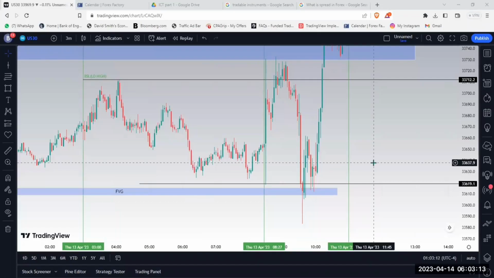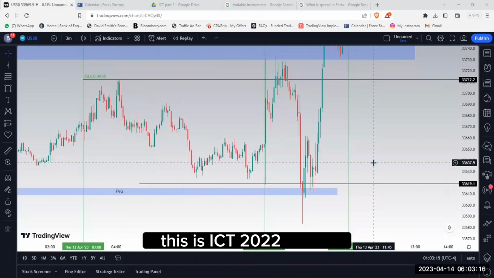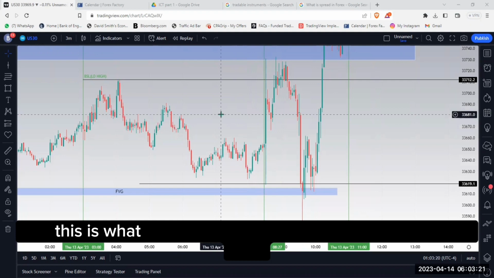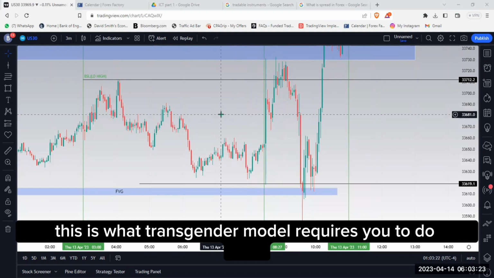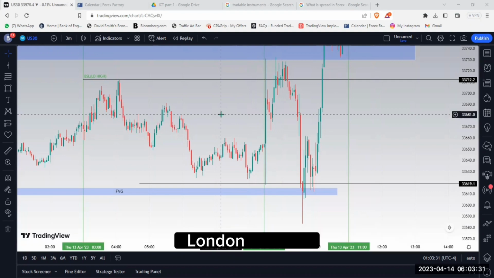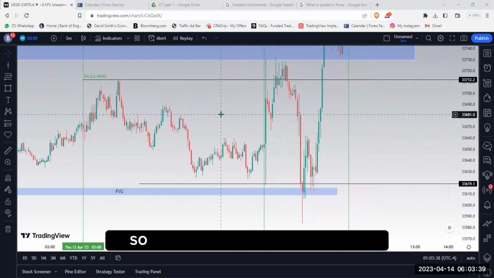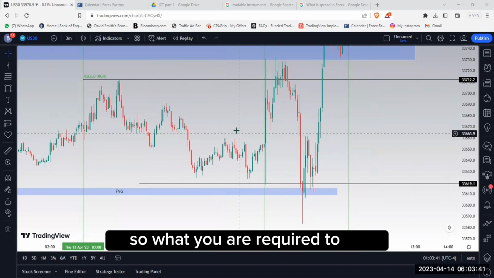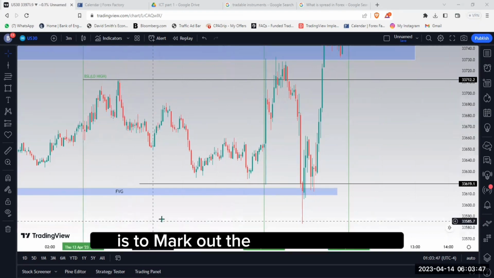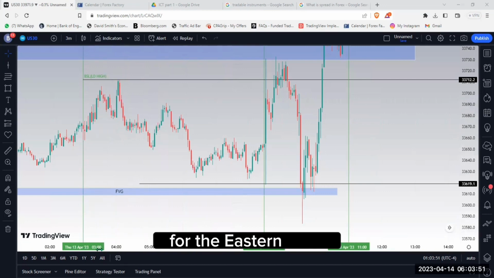Hello, folks. This is the ICT 2022 model. This is what the 2022 model requires you to do: once the London session AM is trading into the New York session, what you are required to do is to mark out the London session in Eastern time.